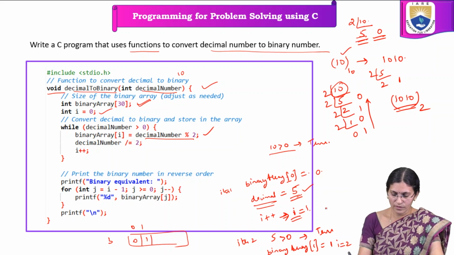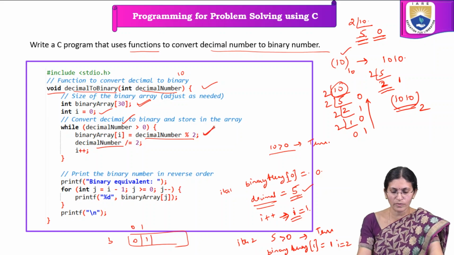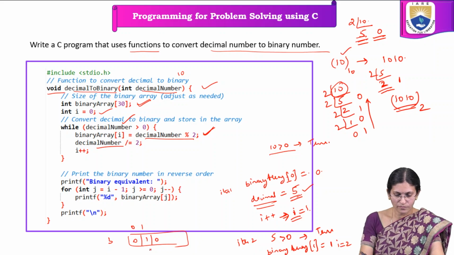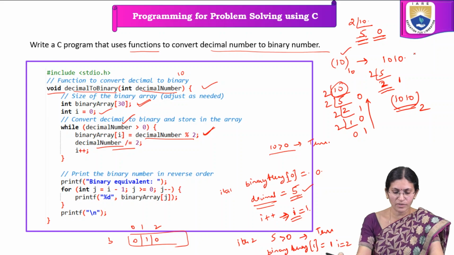Now what is the decimal number? Whatever quotient you get, that is the decimal number. Now the quotient is 2 here, so the new decimal number is equal to 2. This condition is satisfied, so when you divide 2 by 2, the remainder is 0. So you get 0 here, and that is stored in this array at the second index. Then again the new value: 2 divided by 2, the quotient is 1. So the new number is 1 now.